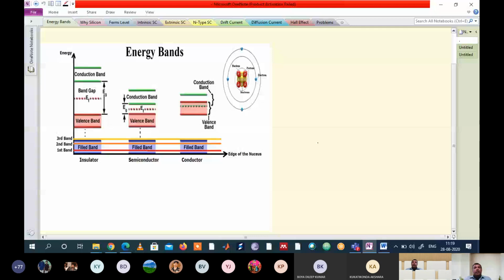We are going for electronic devices and circuits, and we are in the topic called energy bands. In last class, we have learned about atomic structure, isn't it? You can find here the structure of an atom, what we have studied in last class. What is this structure actually?